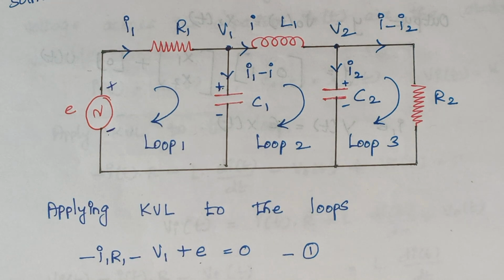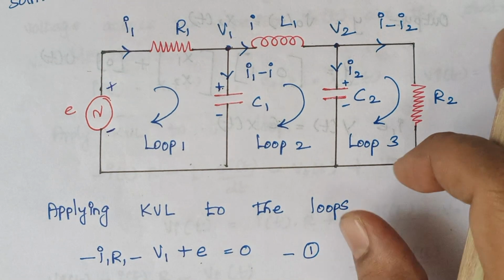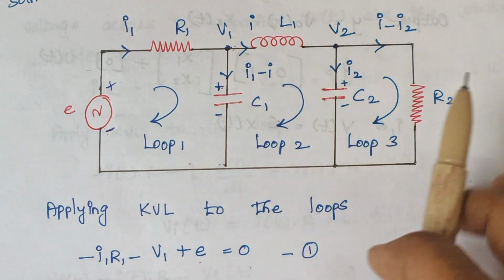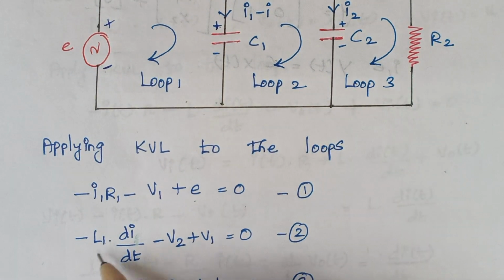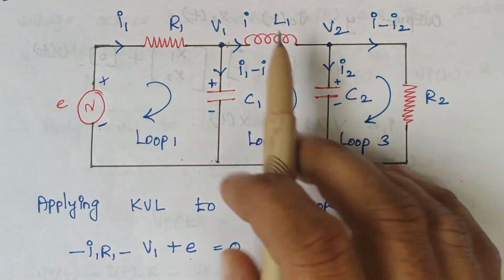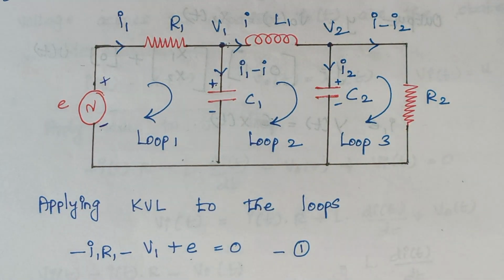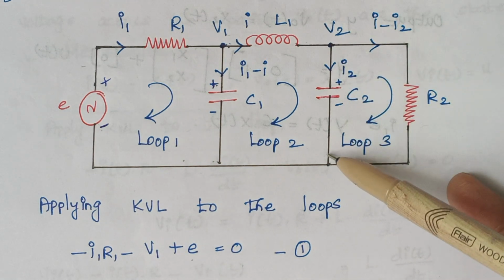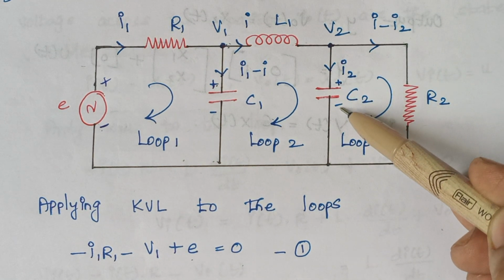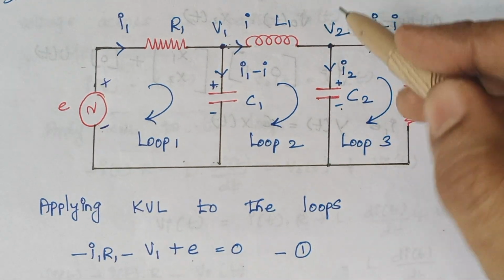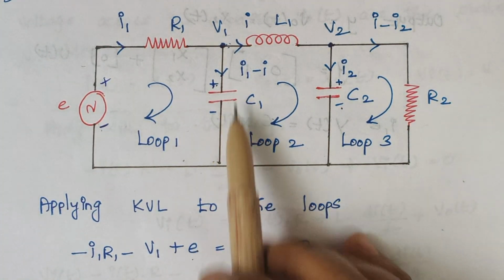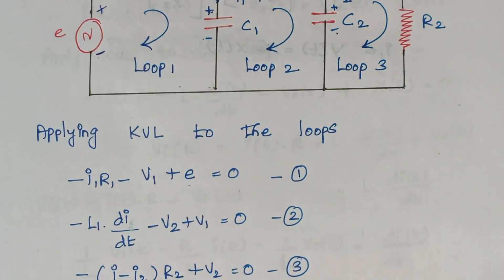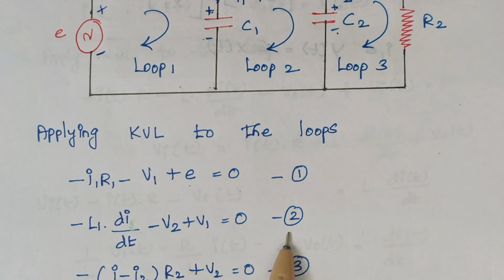Now we apply KVL to loop 2. The voltage drop across this inductor is minus L1 into di by dt, because the current flowing through this inductor is I. The current through this capacitor flows from plus to minus, so the voltage drop is minus V2. Moving over here, the current flows from minus to plus, therefore this voltage is plus V1. So this forms our equation number 2.